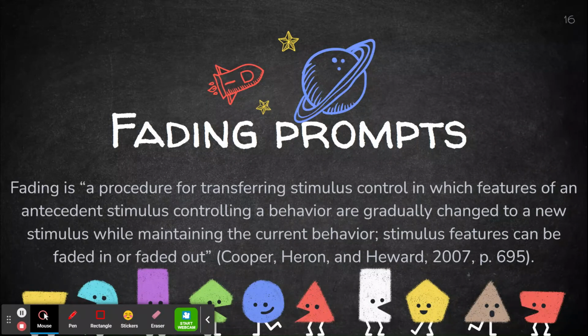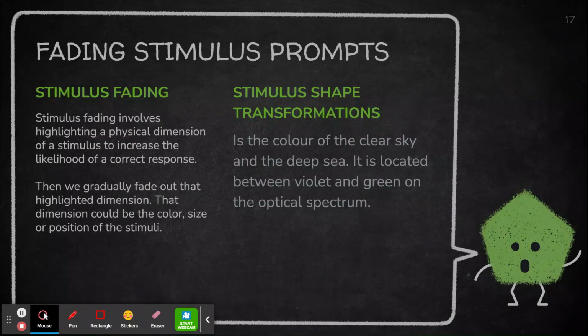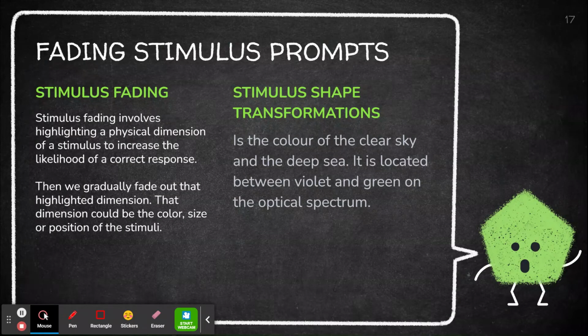Okay, fading prompts. Fading is a procedure for transferring stimulus control in which features of an antecedent stimulus controlling a behavior are gradually changed to a new stimulus while maintaining the current behavior. Stimulus features can be faded in or they can be faded out. So for fading stimulus prompts, we can use stimulus fading.